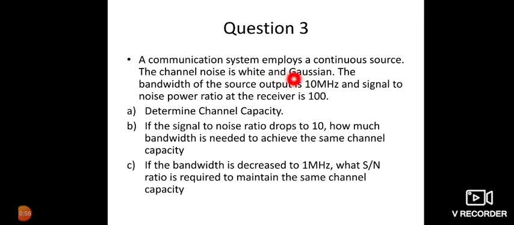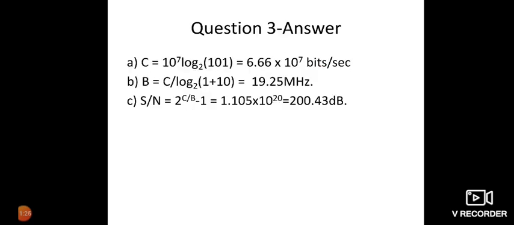A communication system employs a continuous source. The channel noise is white and Gaussian. The bandwidth that is given, B is given. Signal to noise ratio given. A is the direct question. ഒന്നും പറയാനില്ലല്ലോ. ചാനൽ കപ്പാസിറ്റി C equal to B. B എന്ന് പറയുമ്പോൾ 10 into 10 raised to 6, then log base 2 (1 plus, and here it is not given in dB. നേരെ 100 എന്ന് തന്നെ തന്നിരിക്കുകയാണ്, അല്ലെങ്കിൽ dB ആണെന്ന് ഇവിടെ പറഞ്ഞിട്ടില്ല. അപ്പോൾ ഇവിടെ കൺവേർഷൻ ഒന്നും ആവശ്യമില്ല. യു ക്യാൻ ടേക്ക് ദാറ്റ് 100 ഡയറക്ട്ലി.